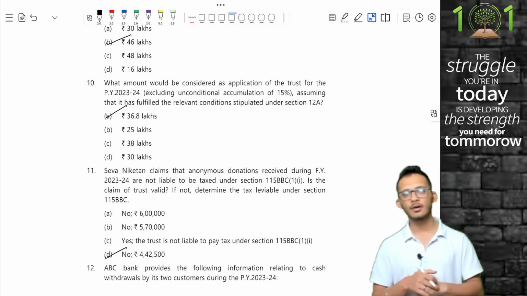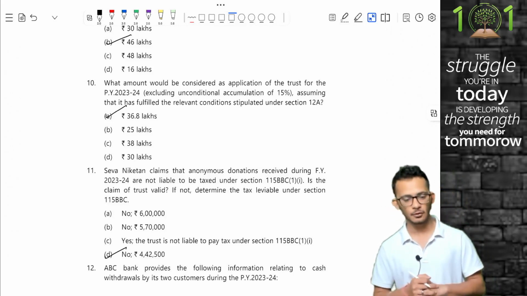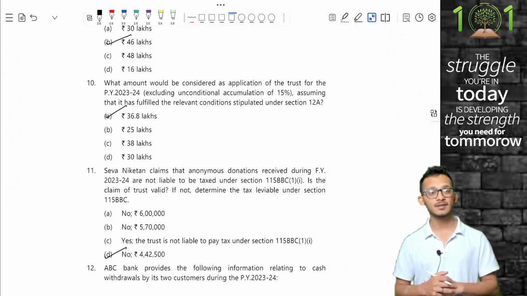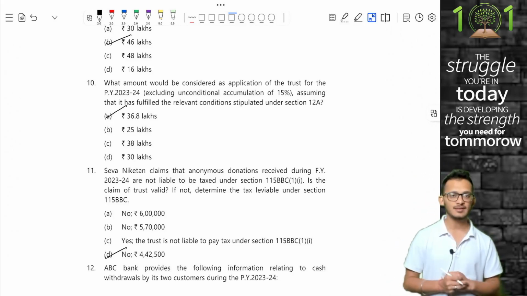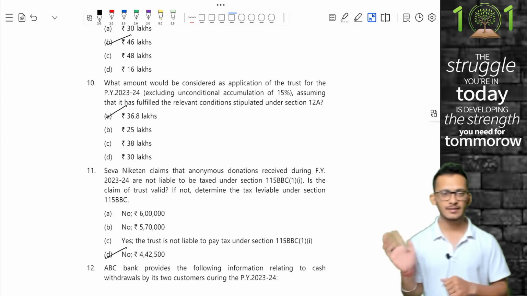If you are strong on your concepts, the answers will automatically flow. It was fairly a straightforward question, but some very good intricacies were there. You have to be extremely careful about your intricacies. As such, the answers are simple.